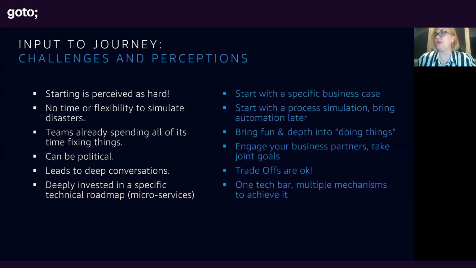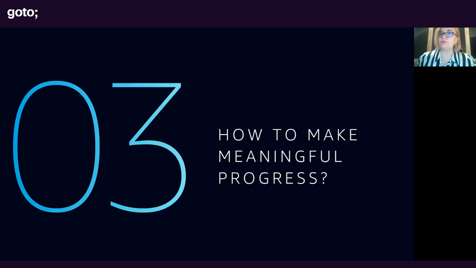Okay. And then some teams could be super deeply invested in technology, and that's okay. There are multiple ways to achieve chaos experiments. I'll show a couple of concrete examples. Okay, so how do we make progress?